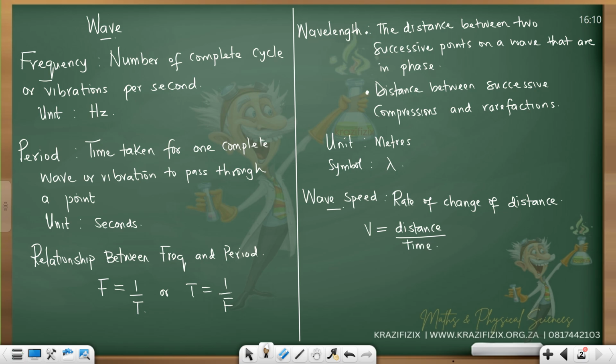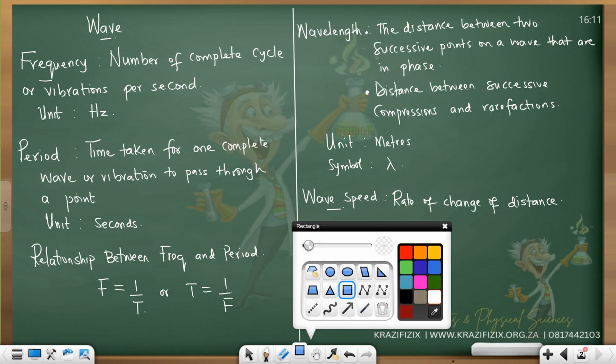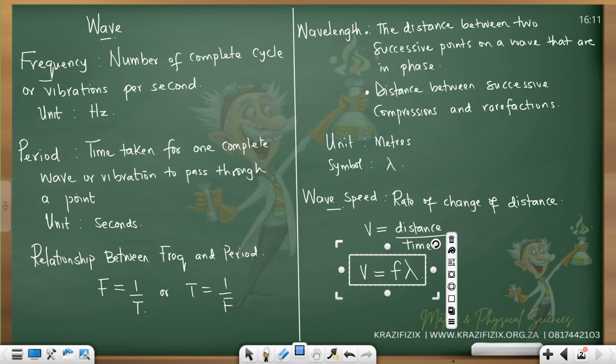I'm not going to go into the grade 10 part of it, just going to go into the formula that we ought to know. So v, we now know, in grade 10 and 11 we did this, is equal to f lambda. This is very, very crucial now. We're now starting to hit the main part of the lesson. So we know that speed is measured in meters per second, frequency is measured in hertz, and wavelength is measured in meters.